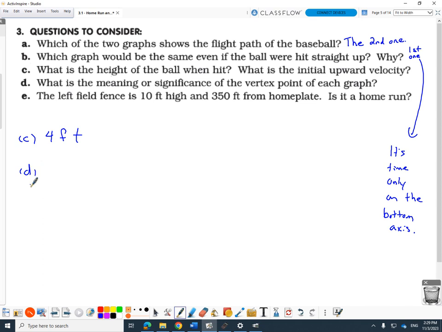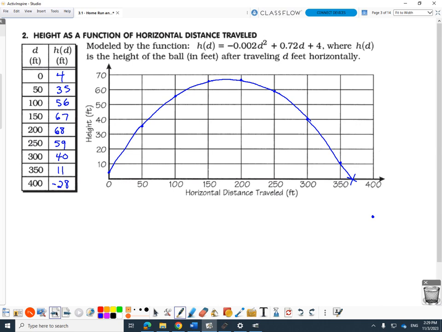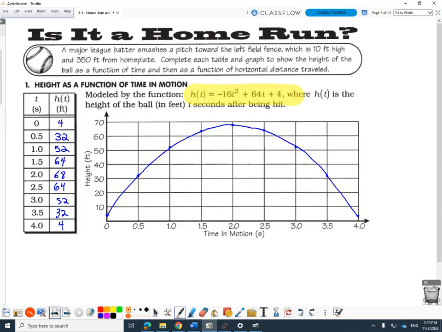What is the meaning or significance of the vertex? What is a vertex? Well, that's what I'm really here to tell you about today. This point right there, that's called the vertex. Have you heard that word before, vertex? You might not have, but you might have heard the highest point. Yeah, it's perfect.